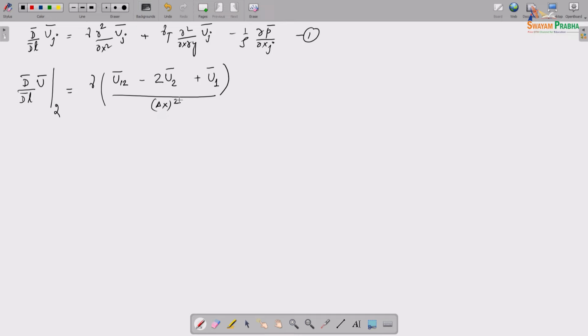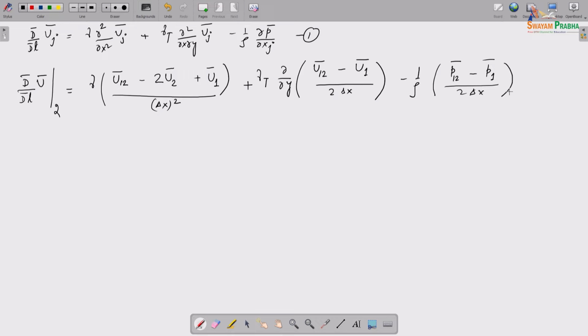Now let us do something here. Let's just say this is essentially del del y. Then the first order derivative of u mean in the x direction, using a central difference scheme, is essentially u12 minus u1 by 2 delta x, minus 1 by rho times the first order derivative of the pressure in the x direction. So that is P12 minus P1 by 2 delta x.